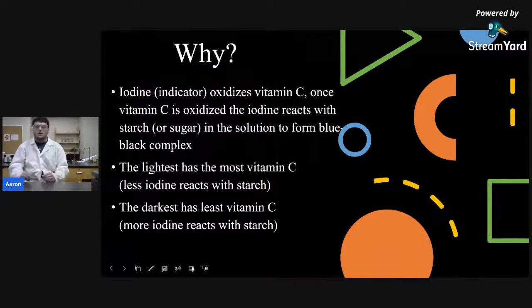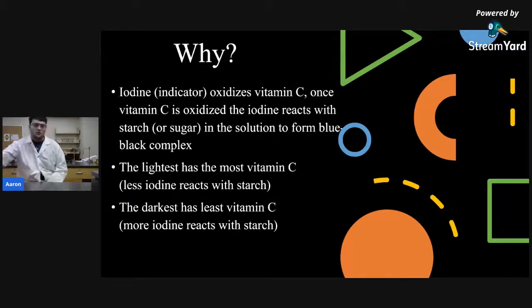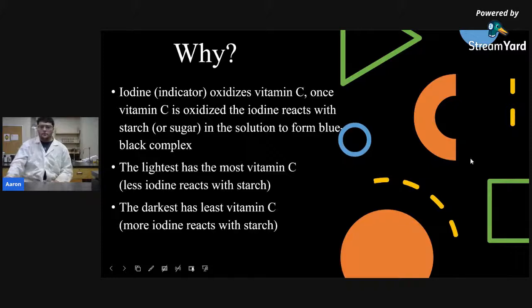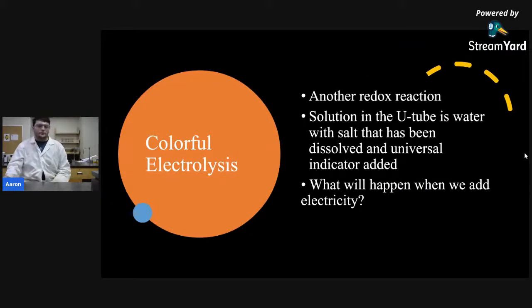Well, what's happening is the vitamin C is oxidized and the iodine is reduced. So when the iodine is reduced, it's able to react with the starch in our indicator, and that's why we get that color. So the lightest has the most vitamin C, and the darkest has the least. So we can also show redox reactions, not just in our body, but they can happen anywhere in solution.